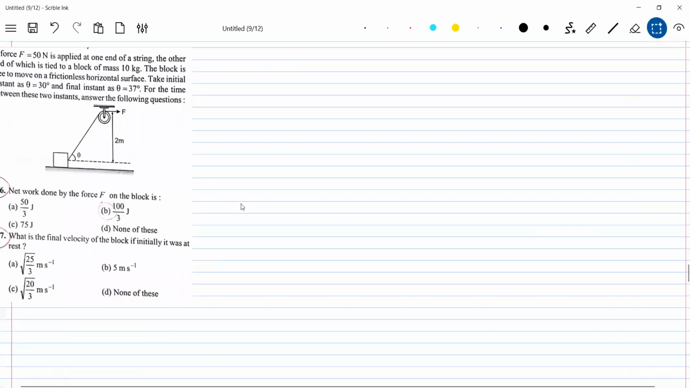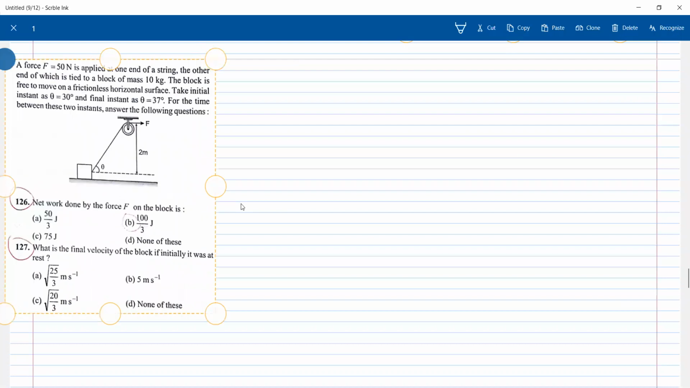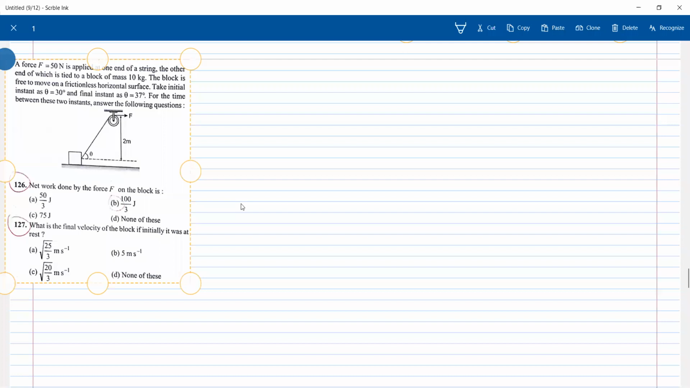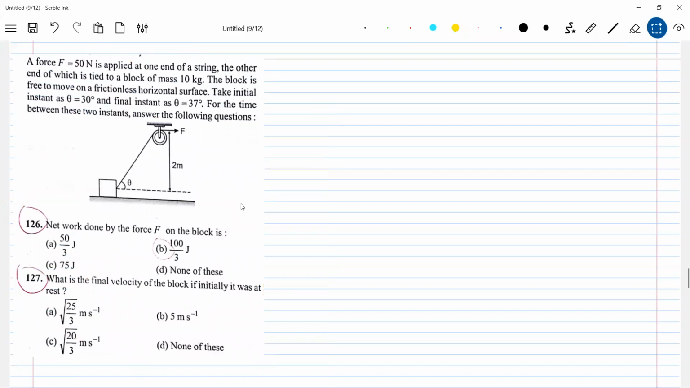And there's one more. I was saying some definitions, no? The particular definition I'll explain through this numerical. Now, a force F equal to 50 Newton is applied at one end of a string. This is a string, and a force F is applied. The block is free to move on a frictionless surface. Take an initial instant and a final instant. For the time between these two instants, answer the following questions. Net work done by the force F on the block.